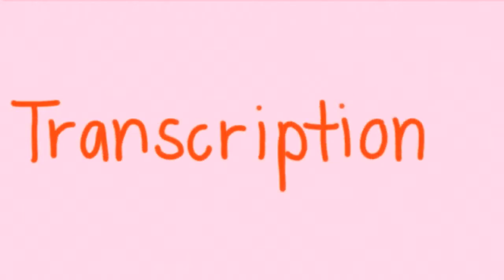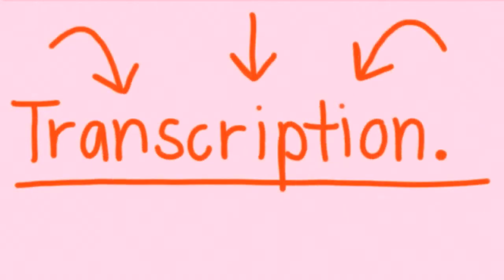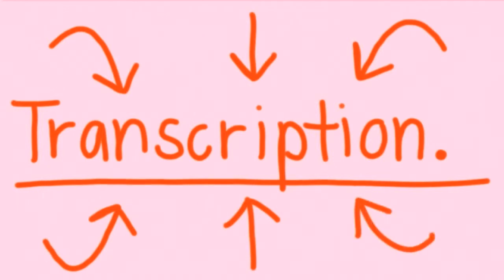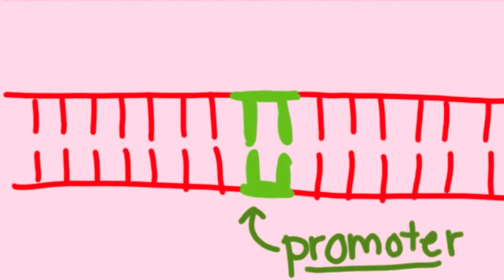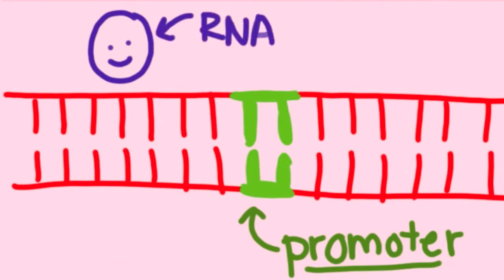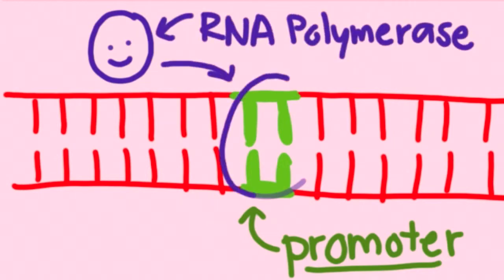Now let's talk about DNA transcription, where RNA is produced from a DNA template. The first step of transcription is initiation. In initiation, transcription begins with RNA polymerase binding with a region of DNA called a promoter. The promoter is responsible for defining the start and direction of transcription, as well as the strand being transcribed.